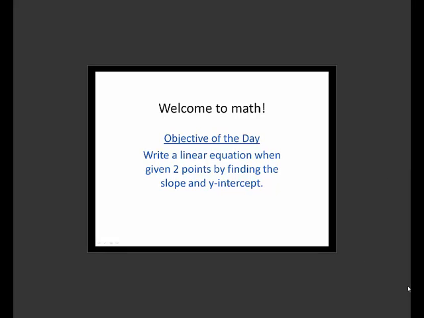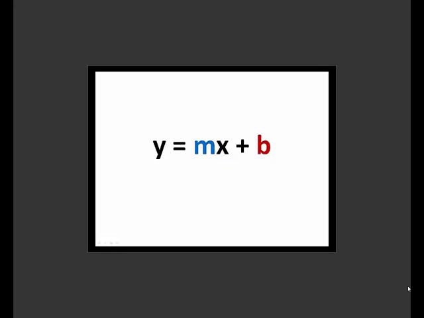Today's objective is to write a linear equation when given 2 points by finding the slope and y-intercept. Let's begin. First of all, linear equations can be written in this form: y equals mx plus b. This is called slope-intercept form.